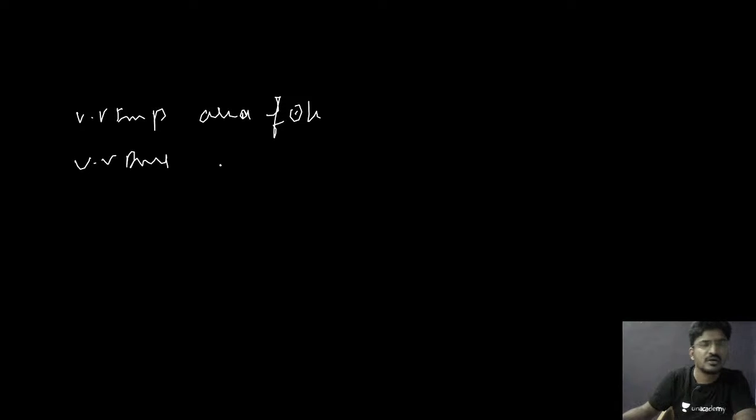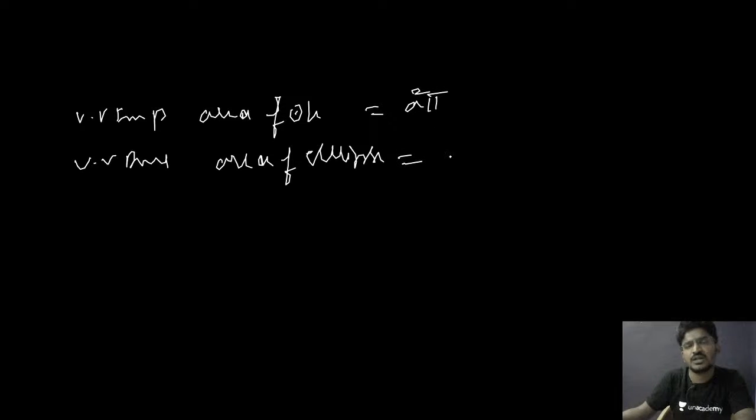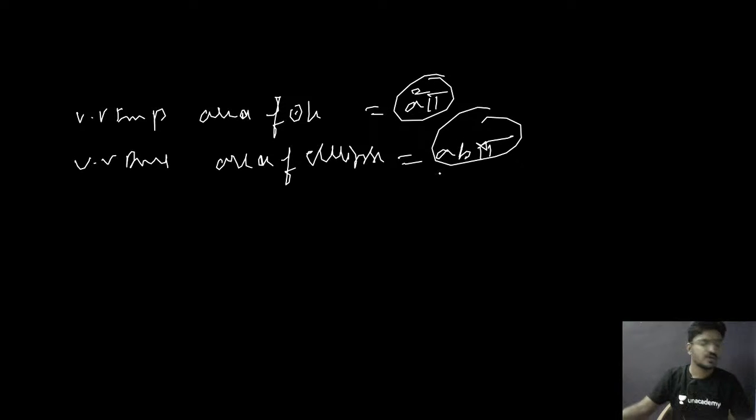So in this particular session, the very important thing is area of circle. Very important is area of ellipse. Area of ellipse is ab pi, and for the circle it is a square pi, that you can see. These two are going to be the shortcuts, that is ab pi and a square pi, and you can use these two shortcuts very easily and solve.